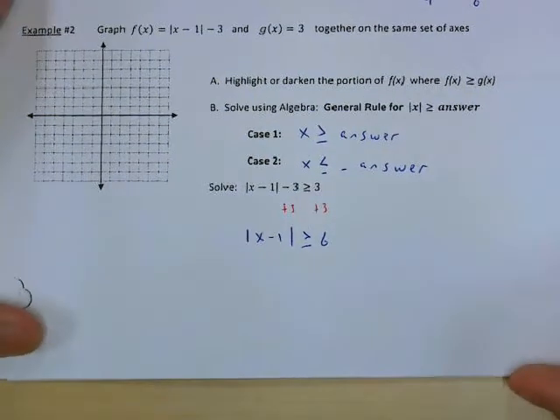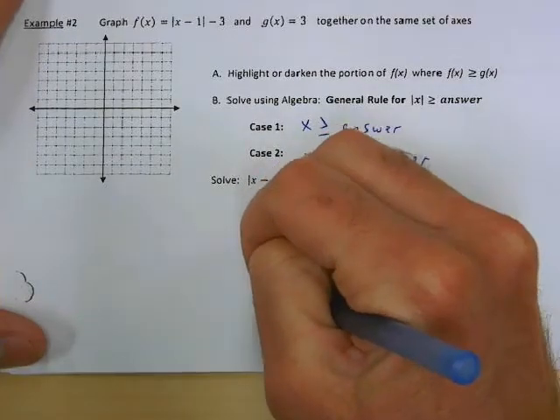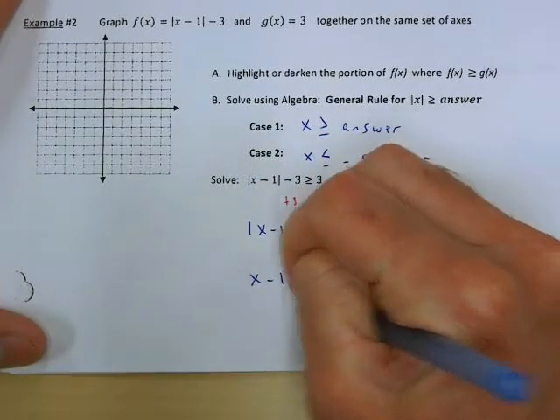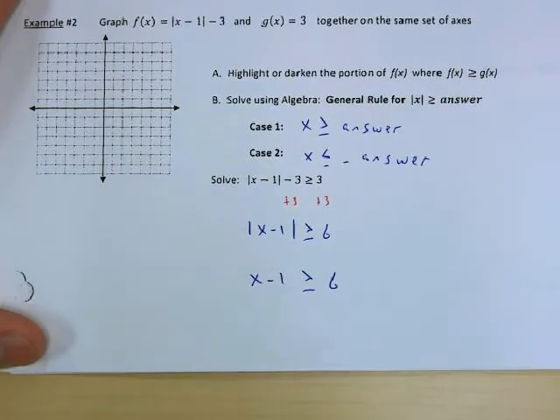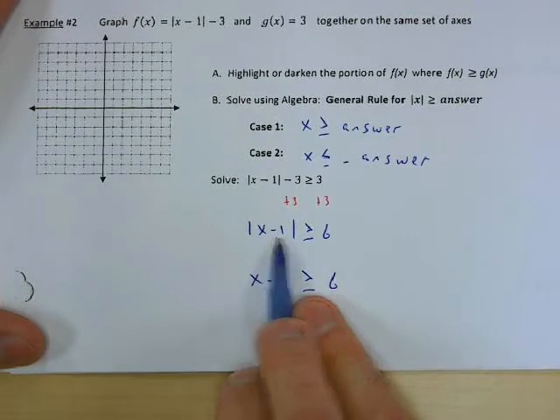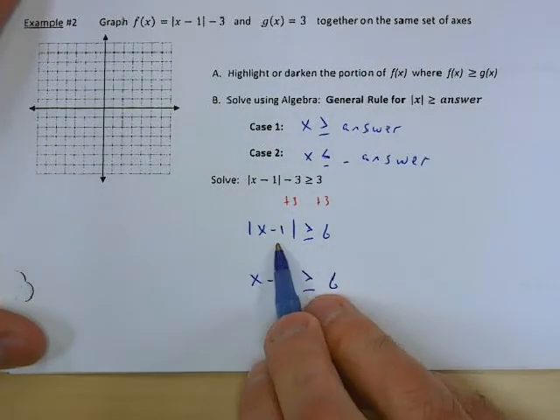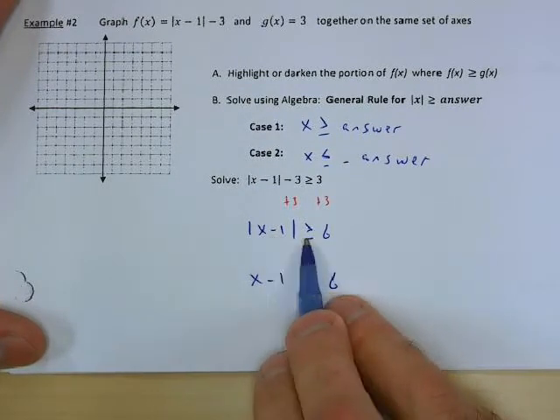Okay, so let's go ahead and solve this one by setting up our 2 cases. So my first equation is going to be, I want to see when is x minus 1 greater than or equal to 6? Okay, because if this stuff comes out greater than or equal to 6, then yeah, it's going to be bigger than 6. Okay, and then if this stuff comes out less than or equal to negative 6, well then when I take the absolute value of it, it's also going to be greater than 6.